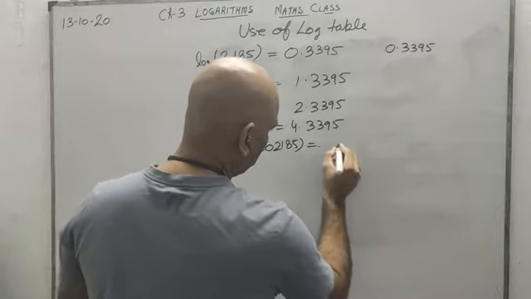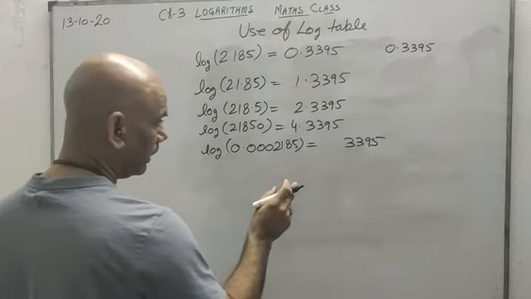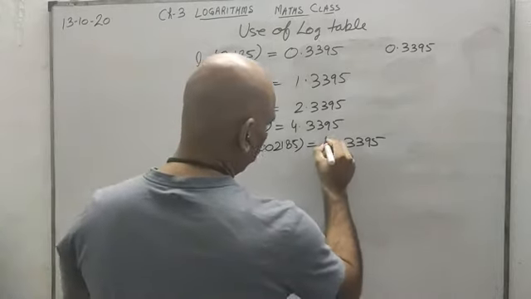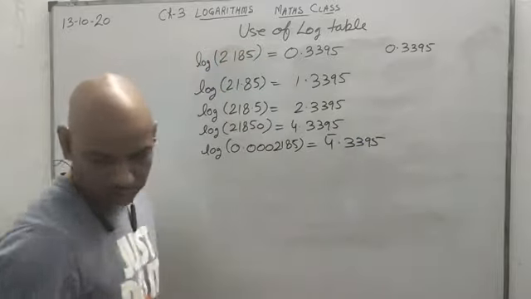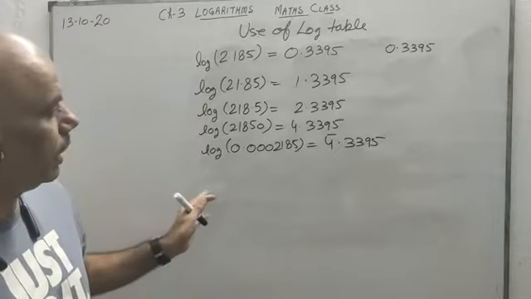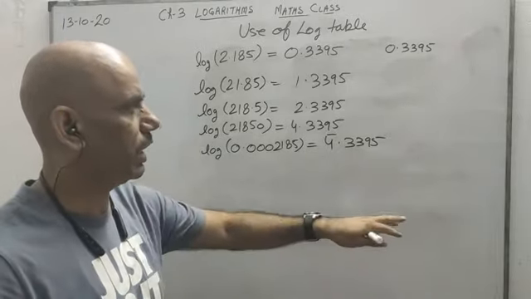0.0002185 is also going to remain same, 3395. But characteristic will be, counting 1, 2, 3 and 4, 4 bar .3395. I'm sure it is clear to you that log will be a combination of characteristic and Mantissa.